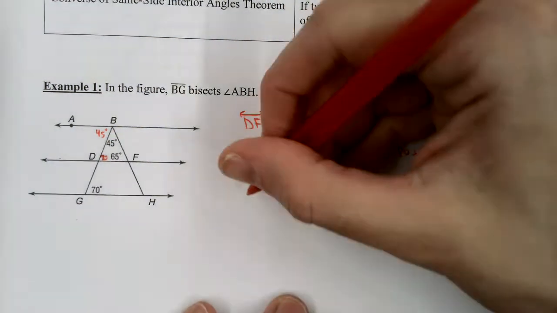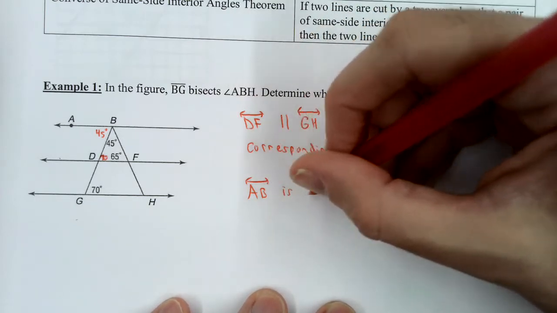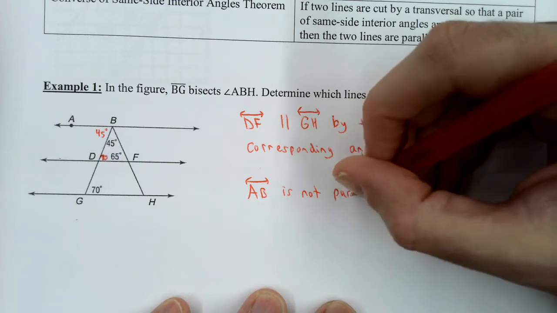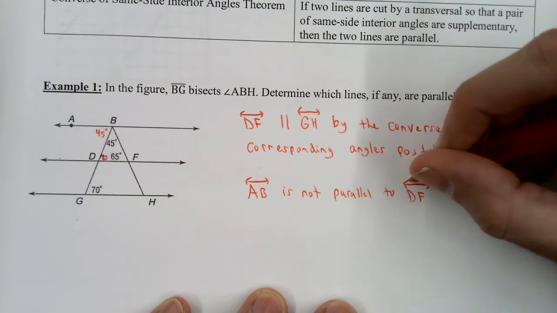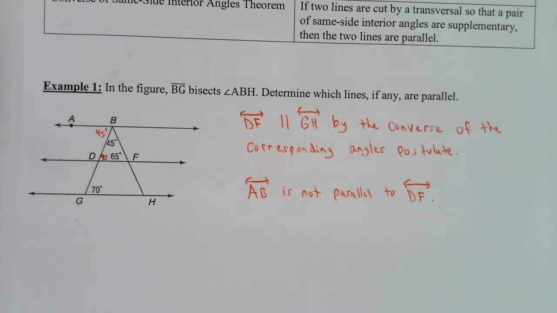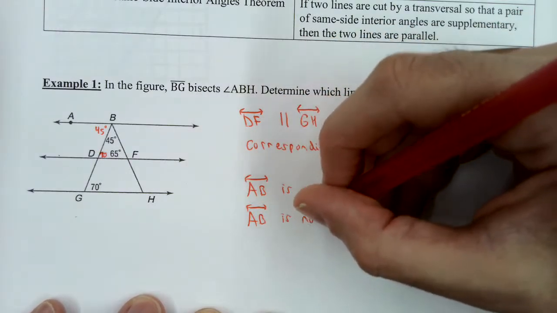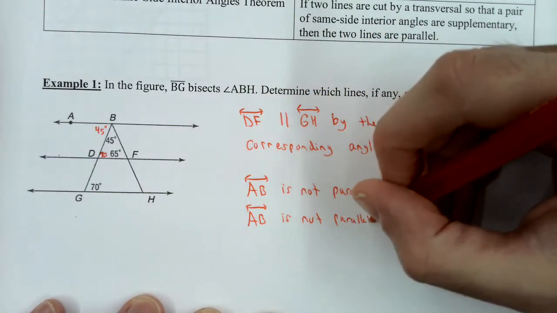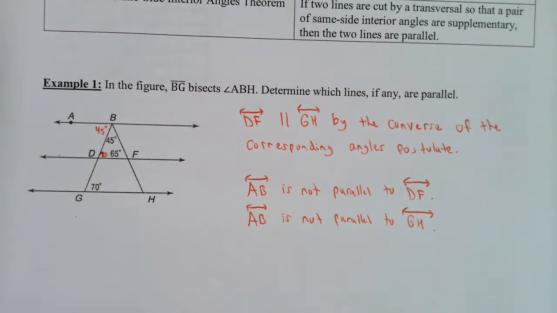They may look parallel, but we have to go by what we're given. So since these alternate interior angles are not congruent, then these two lines are not parallel, okay? So I'm going to say AB is not parallel to DF. And since it's not parallel to DF, then it's not parallel to GH, because DF and GH are parallel. So I'm going to say AB is also not parallel to GH. Okay? That problem is a little tricky.